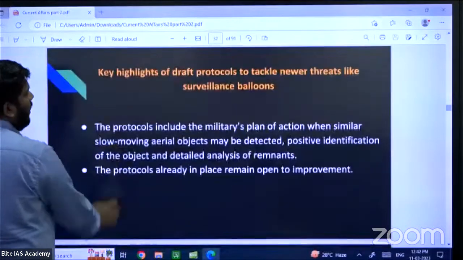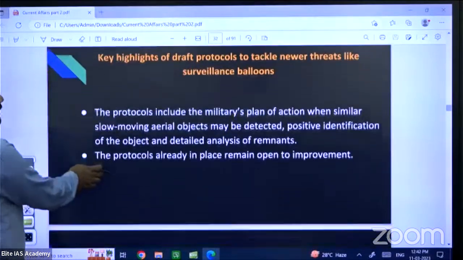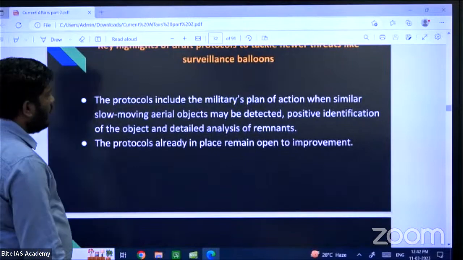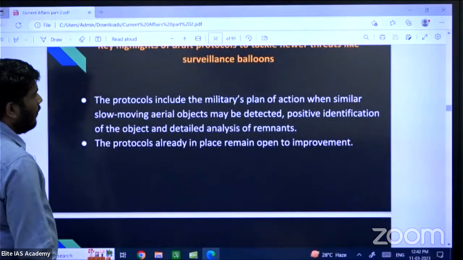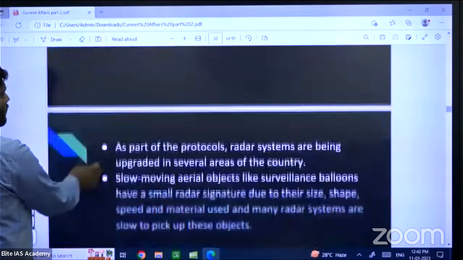Key highlight of the draft protocol: it includes military plans and actions for when a similar slow-moving aerial object is detected, for positive identification. So this was in the news.